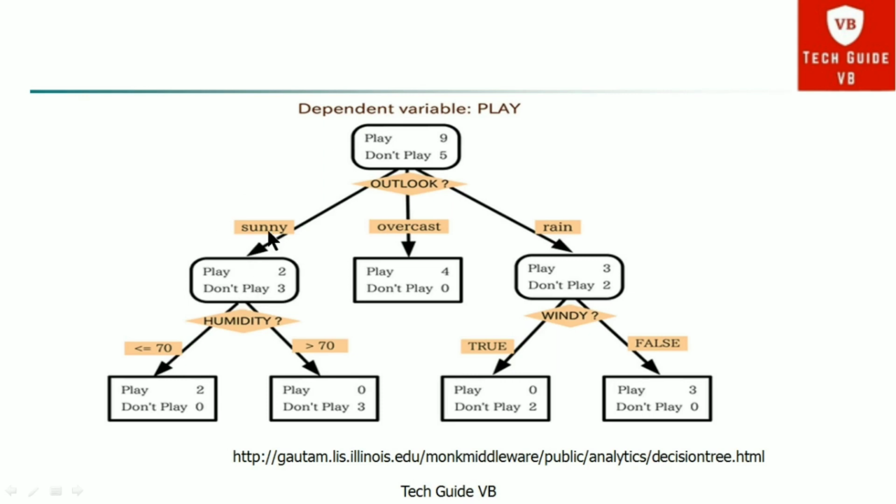So the outlooks sunny, overcast and rain are there, then humidity and windy. After that you will see in 2 cases, if humidity is less than or equal to 70 then play is possible, and if humidity is greater than 70, then play is not possible. So in this way we can reduce the data.